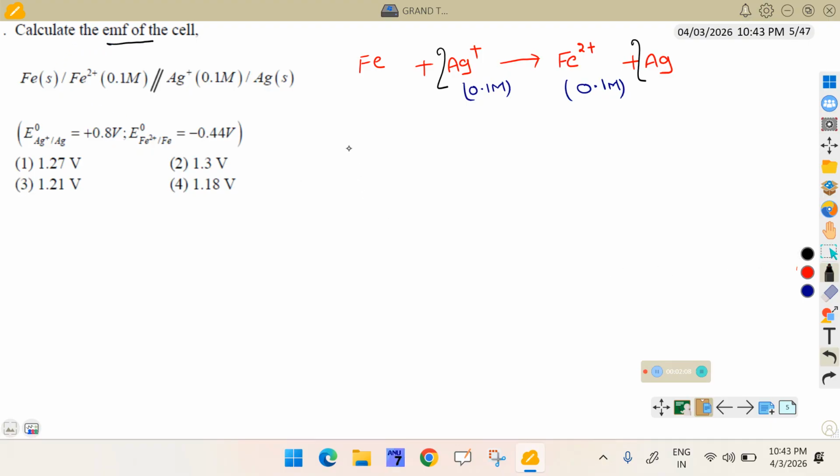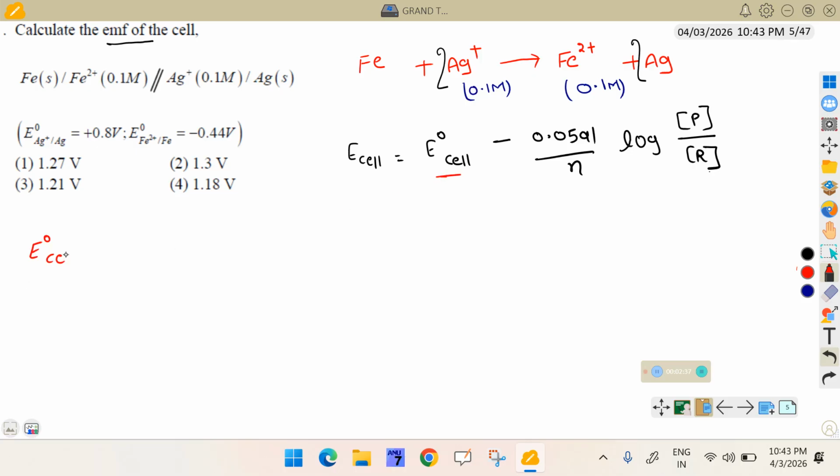Calculate the EMF of the cell. EMF of the cell is calculated as E cell is equal to E naught cell minus 0.0591 by n log of product concentration by reactants concentration. First of all, calculate E naught cell. How to calculate E naught cell value? E naught cell is equal to E cathode minus E anode.